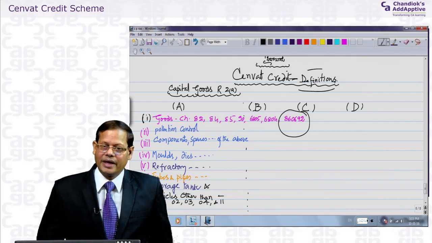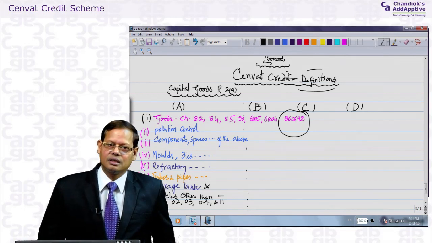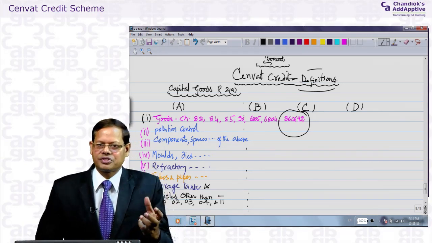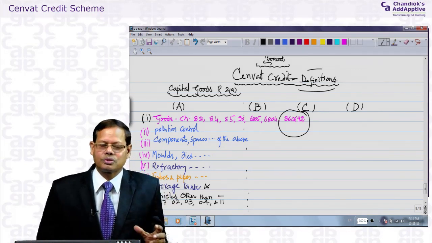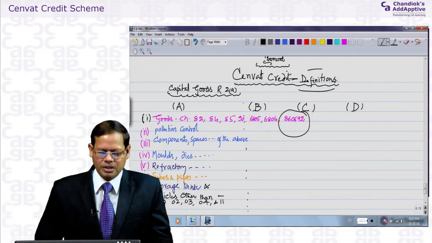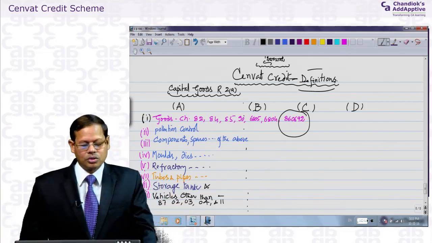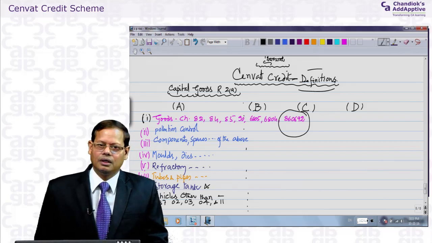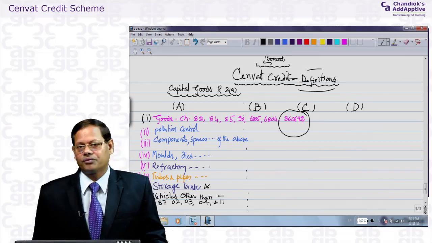And next, molds, dies, jigs and fixtures. So these are something like loose tools, not heavy equipment, loose tools. Molds, dies, jigs, fixtures, etcetera. And refractories and refractory materials.